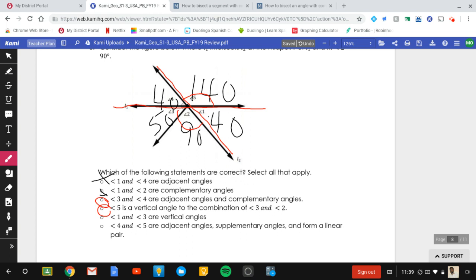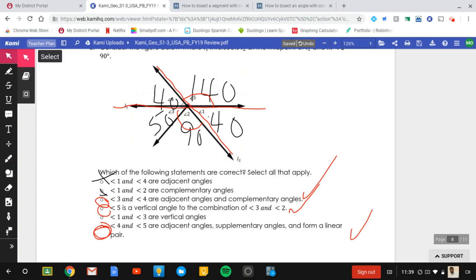Angle 1 and 3 are vertical. Do you agree? No, because 1 and 4 are vertical. 4 and 5, are they adjacent angles? Yes, because they're next to each other. Are they supplementary angles? Yes, because they add up to 180 degrees. Are they a linear pair? Yes, because they form a straight line. So I will select these three choices, right? 3 and 4 are adjacent and complementary. Check. 5 is vertical, a combination of 3 and 2. Vertical, check. And yes, for 4 and 5, it's all the same: adjacent, supplementary, and it forms a linear pair.